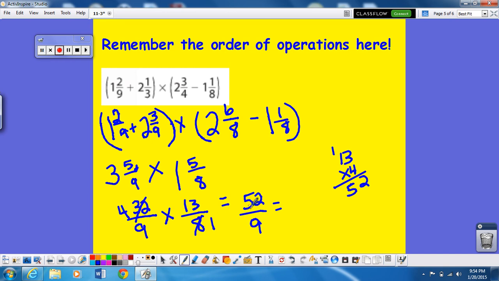We say 9 goes into 52 5 times. 5 times 9 is 45, and that would leave 7 to get up to 52 ninths. 5 and 7 ninths is your final answer. So see, this took quite a bit of work. We had to add what was in here. We had to subtract what was in here in order to get our multiplication problem. So some of these take a little perseverance as you're working.